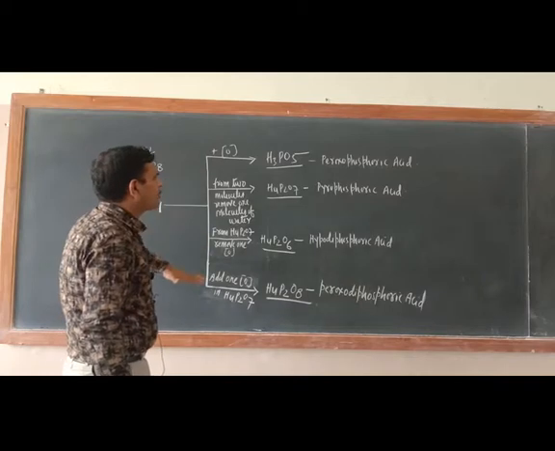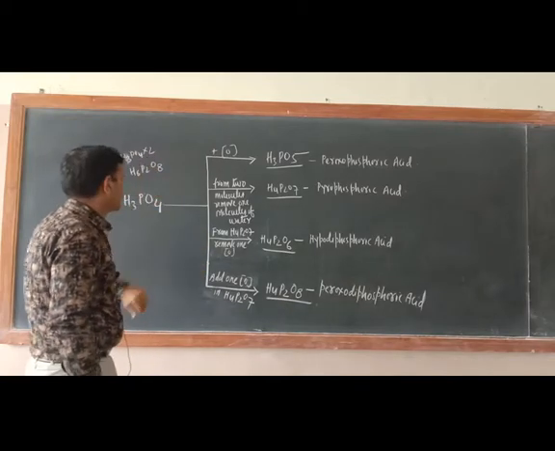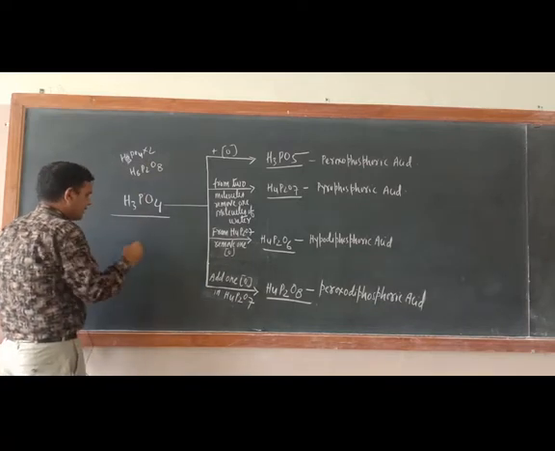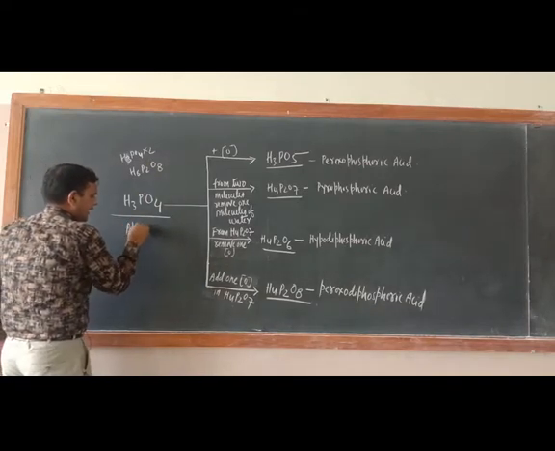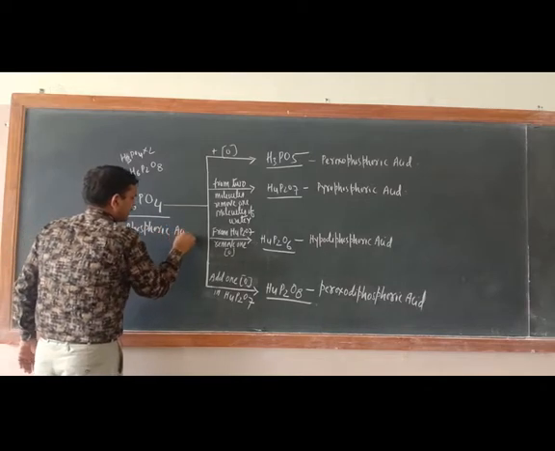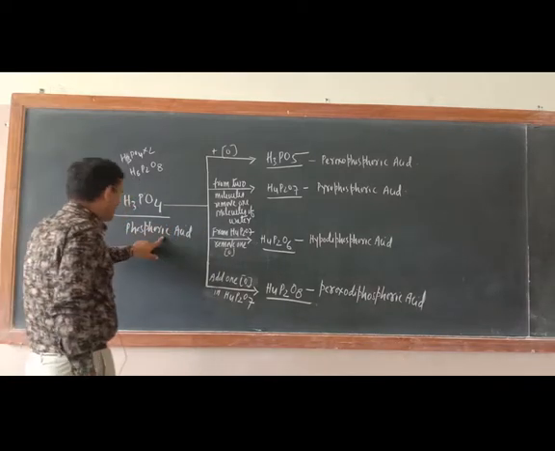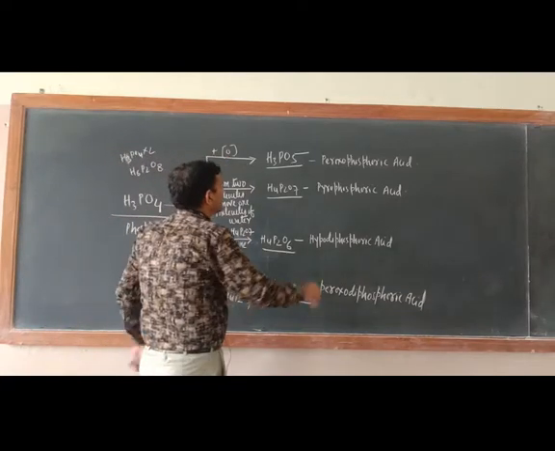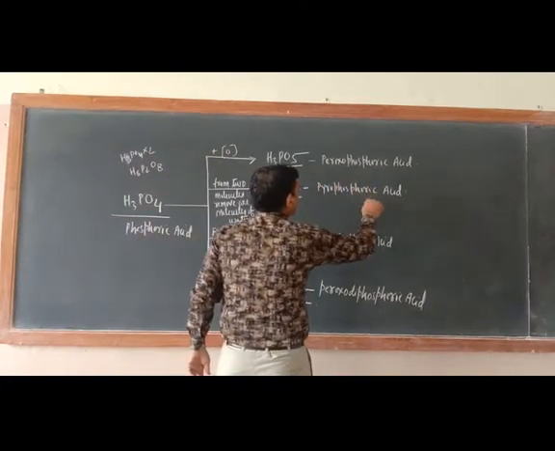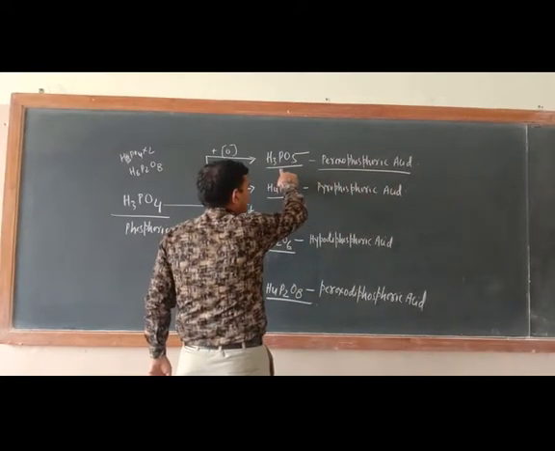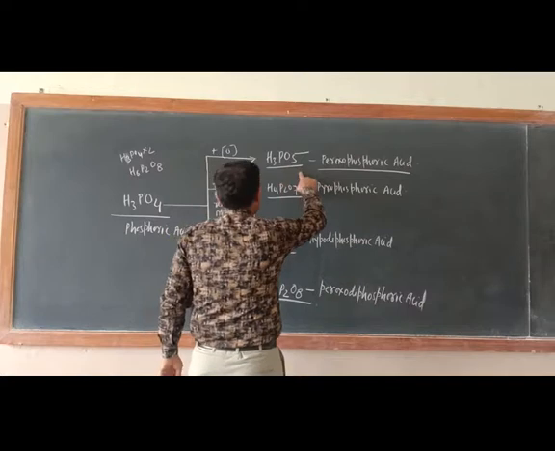Today I am going to complete the remaining ones. Just see, this is the parent one. What is the name of this one? Phosphoric acid. In phosphoric acid, if you add one oxygen, you will get peroxophosphoric acid. Yesterday I completed this one.